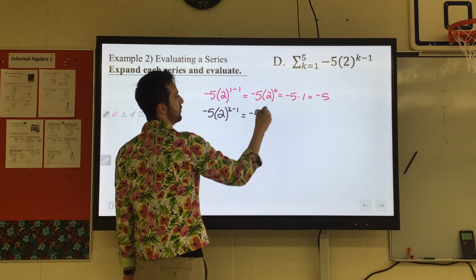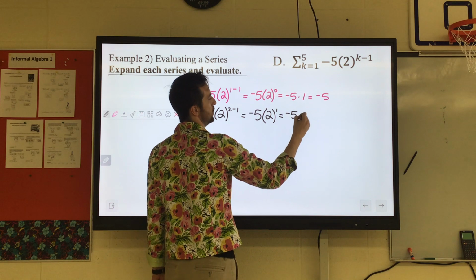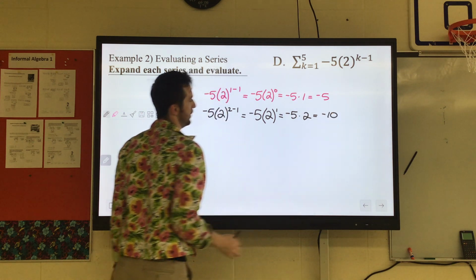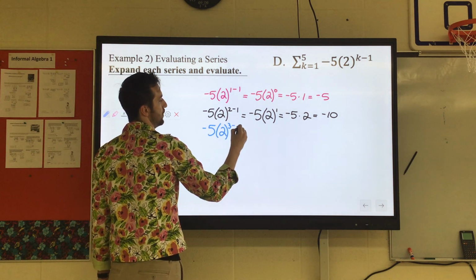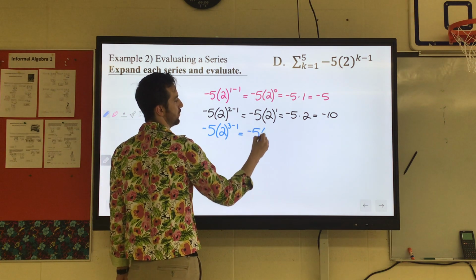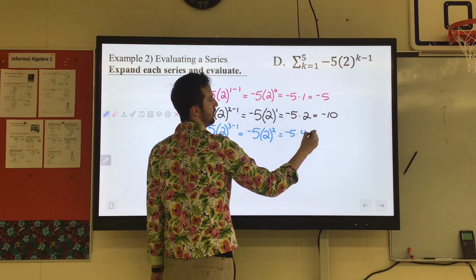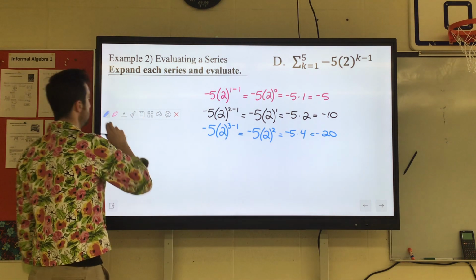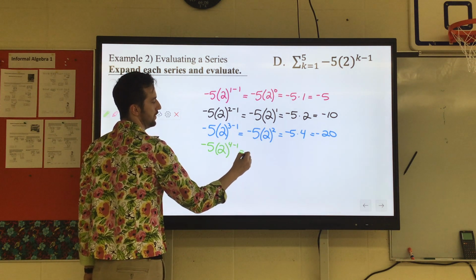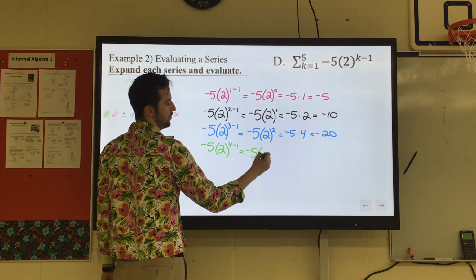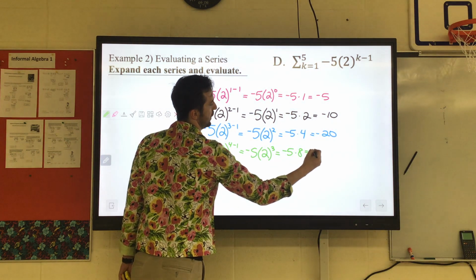Our second term, we would do the exponents first. 2 minus 1 is 1. 2 to the first power is just 2, so negative 5 times 2 is negative 10. The third term, 3 minus 1 in the exponent is 2. 2 squared is 4, so negative 5 times 4 is negative 20. We're going all the way to that fifth term. Negative 5 times 2 to the 4 minus 1. 4 minus 1 is 3. 2 to the third is 8, and negative 5 times 8 is negative 40.